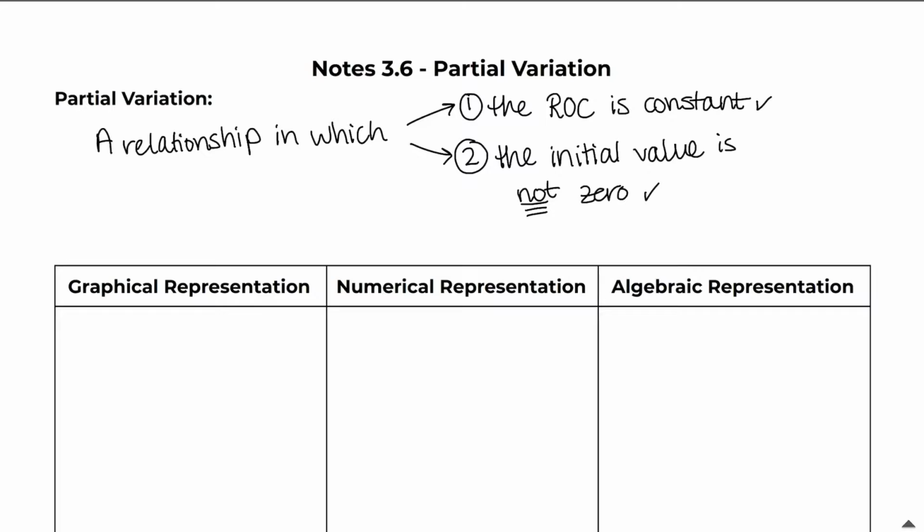So with direct variation, the rate of change is constant still. So this is true for direct variation, but the initial value is zero for direct variation. And so that's the difference between direct and partial variation.